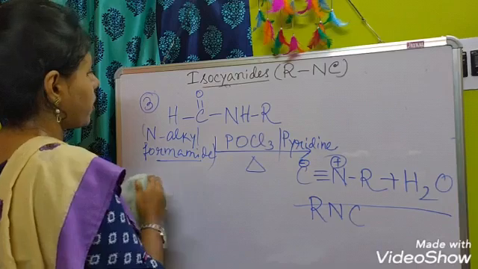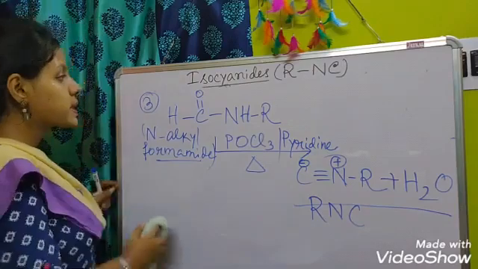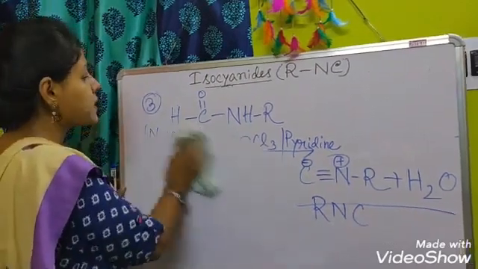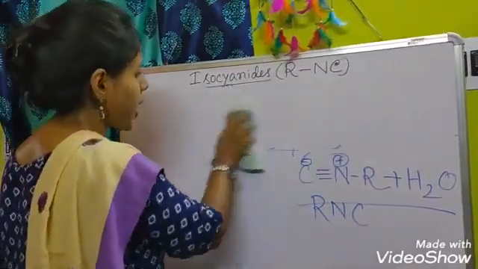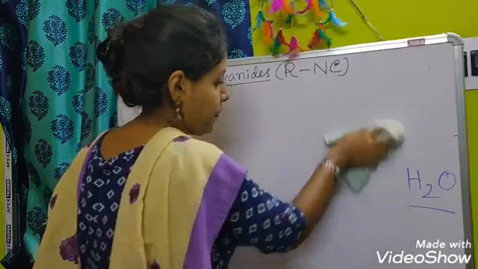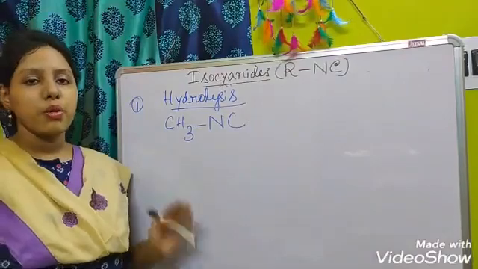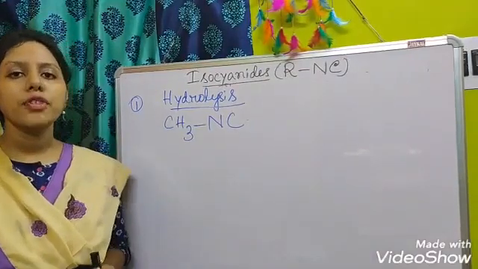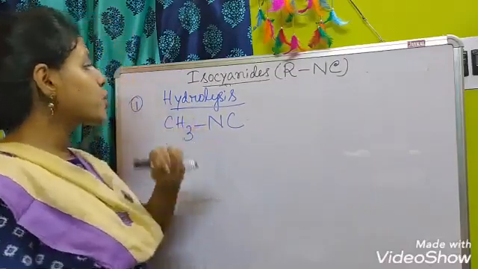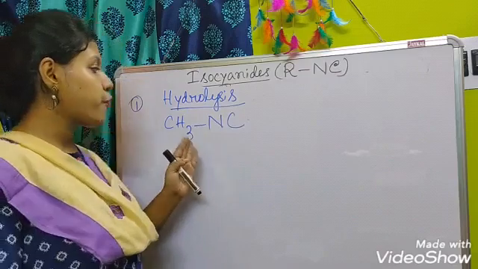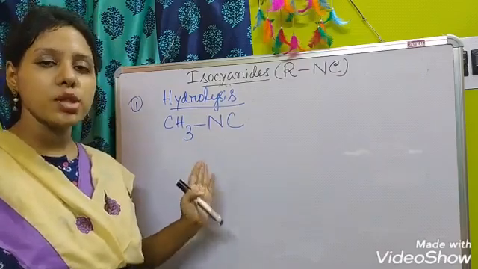Now, so these were all the preparations of the isocyanides. Now we will see different types of chemical reactions that isocyanides can undergo to make different types of products. So the first one is hydrolysis. First you have to take here the isocyanide. I have taken here methyl isocyanide.